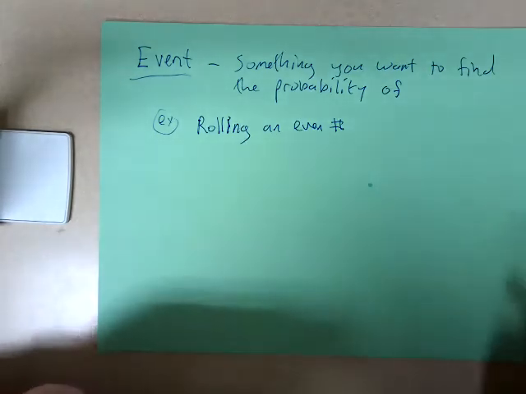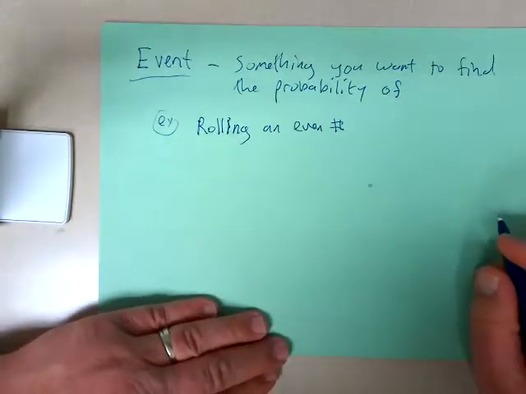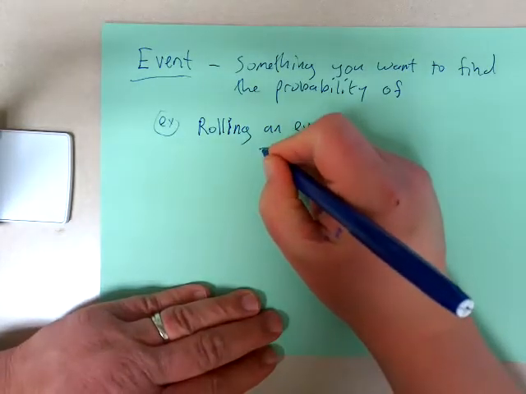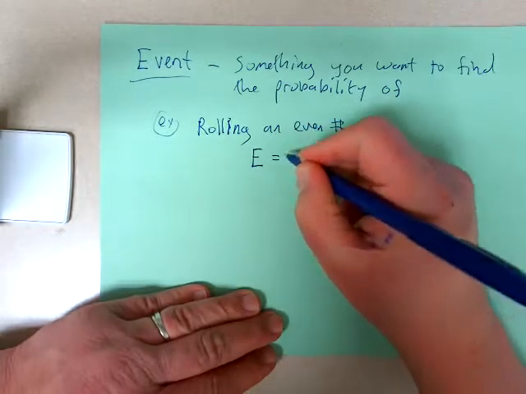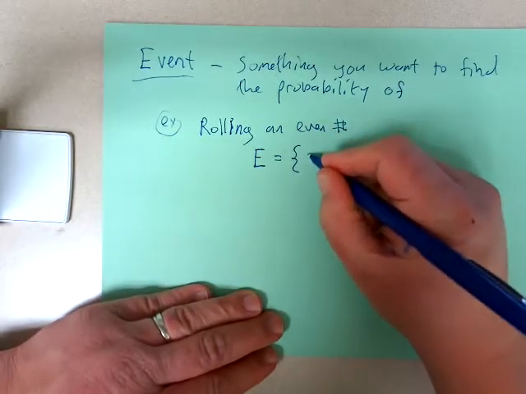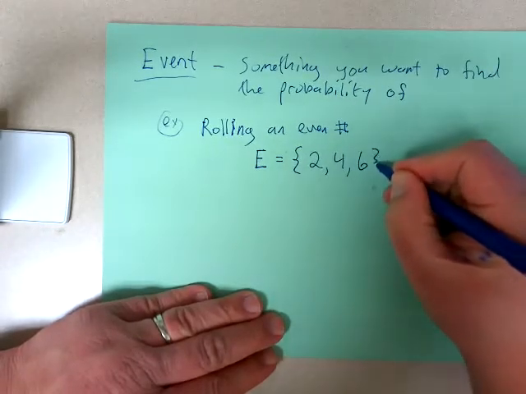Okay? Now, what I want to do here is I want to show you that there's actually another way to think about the event. So I could call this event E, E for like even number. And event E in this case would really be just the numbers 2, 4, and 6.